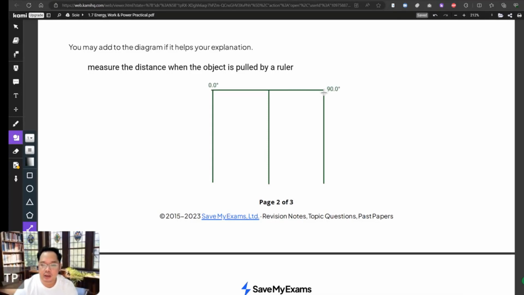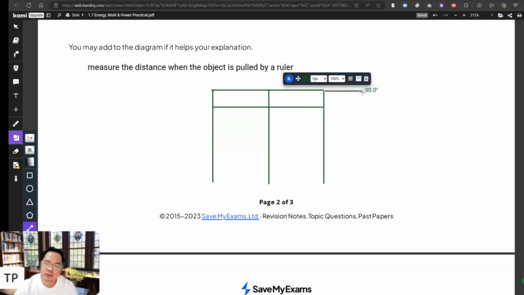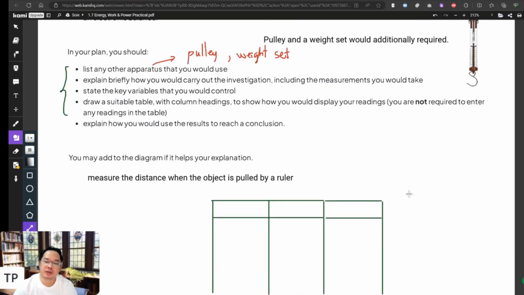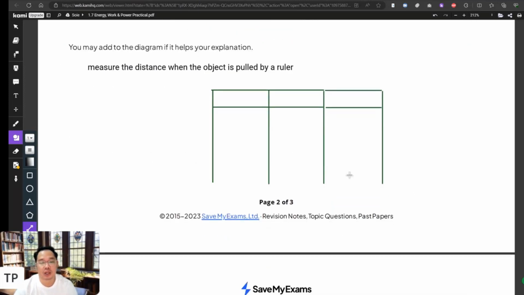Okay. How many columns do you need? Three. And what are the names of the headings? The mass and the work done. And more? The final weight? You need a third column. Final weight? No. The third column could be the distance, but because we fix the distance to be the same, we do not need the third column. Just two columns.